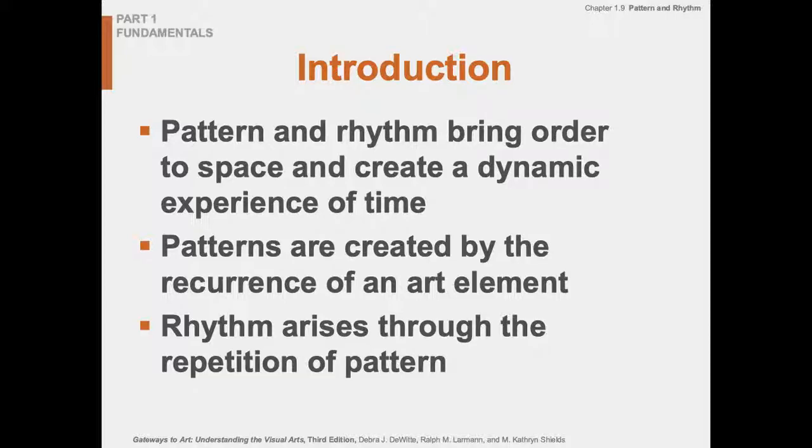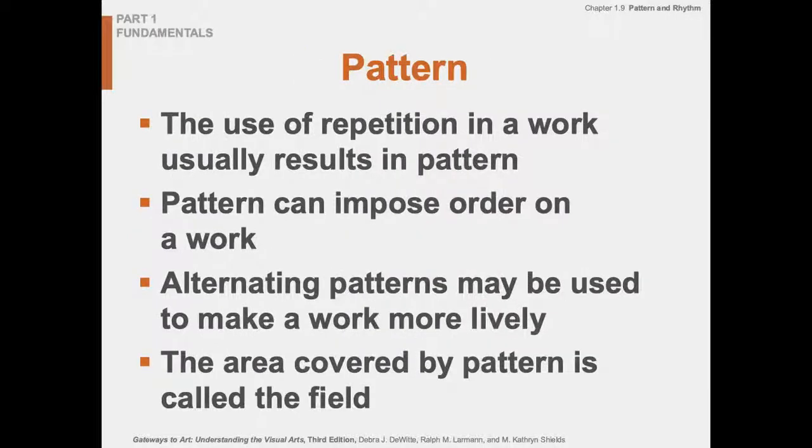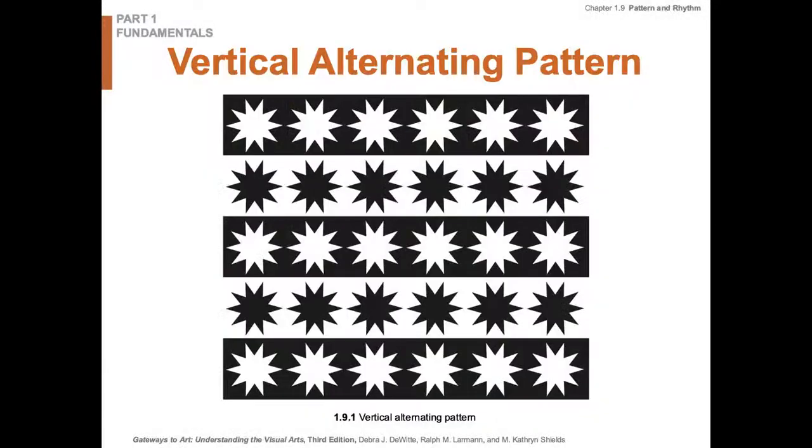So pattern and rhythm can bring order and create a dynamic experience of time. Patterns are created by the recurrence of an art element, and rhythm arises through the repetition of the pattern. So repetition is really what makes a pattern, and we're going to look at some examples. Alternating patterns are also used, and the area covered by a pattern is called a field.